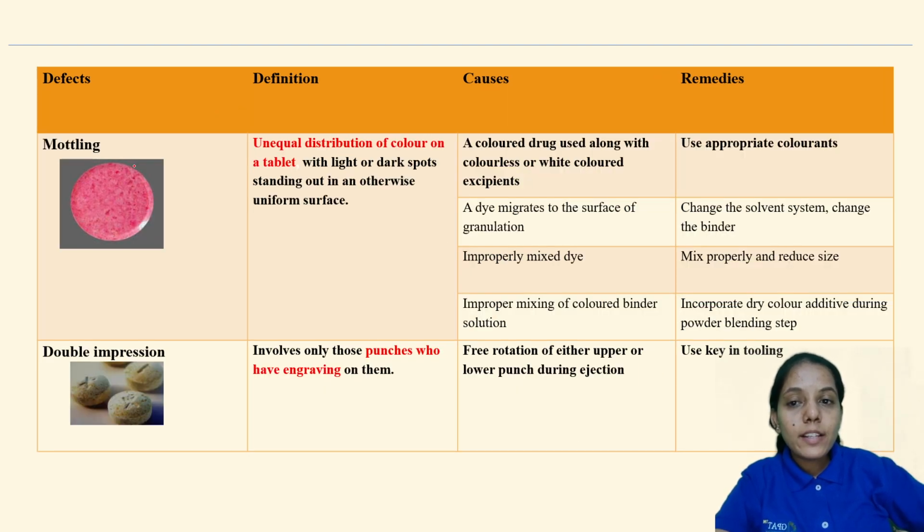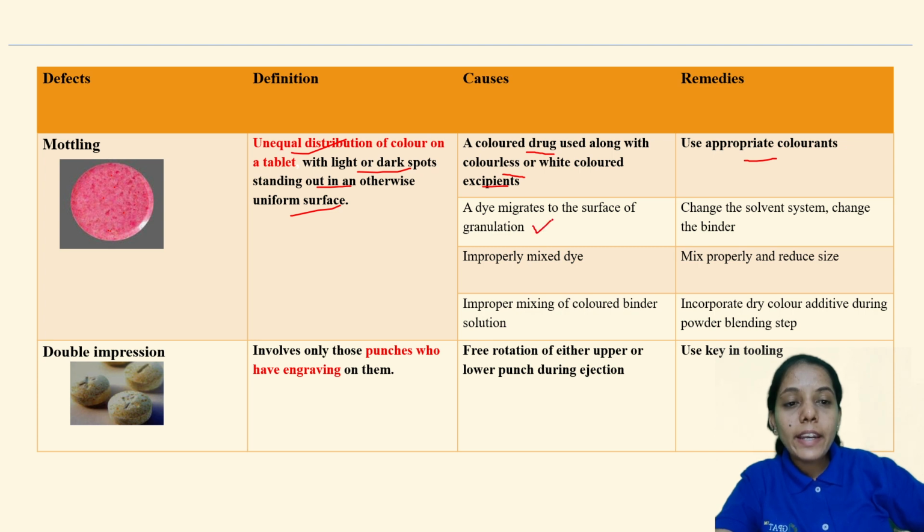Next is mottling. Here you can see uneven color distribution on the tablet surface. That is the unequal distribution of color on the tablet, with light or dark spots standing out in an otherwise uniform surface. So it is not uniform; you will see light or dark spots. This happens when a colored drug is used along with colorless or white excipients. For example, other excipients are white but the drug is colored, so the drug particles will be colored and the others will be white. So mottling may occur. Then use appropriate colorants which will uniformly make the tablet colorful.